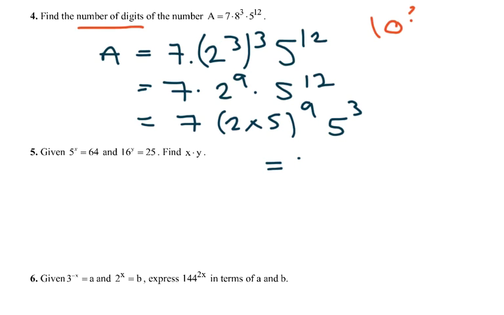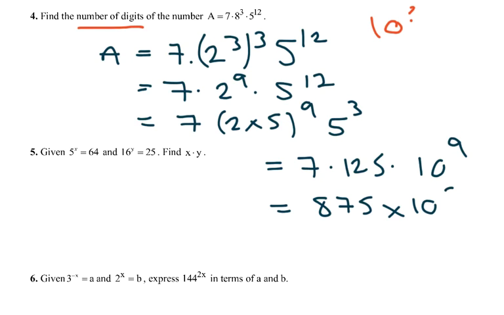So this means that we've got 7 times 125 times 10 to the power of 9, and 7 times 125 is going to be 875 times 10 to the power of 9. So that means we've got 3 digits plus another 9 digits, so that's going to give us 12 digits.